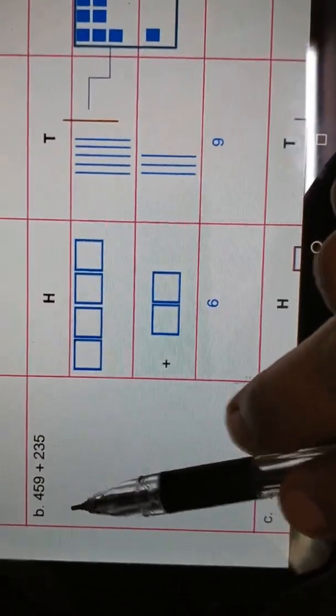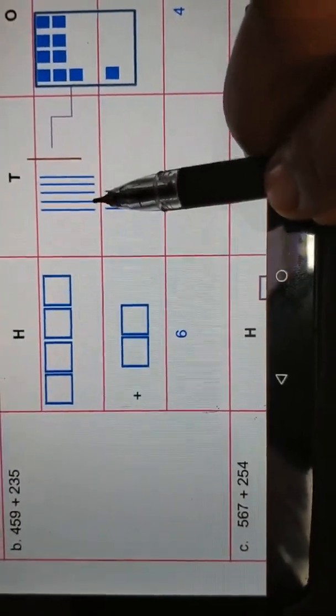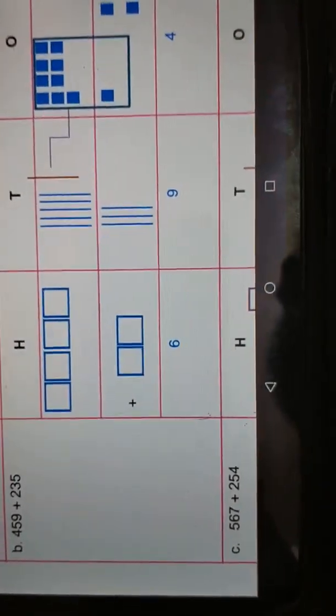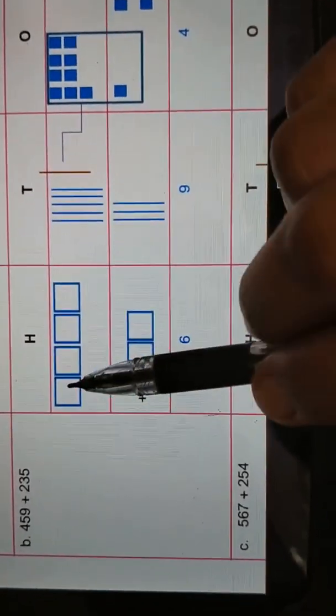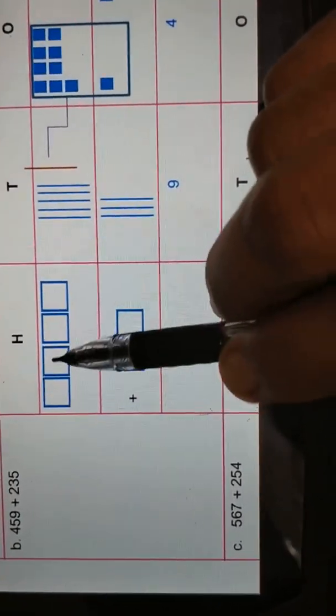5 standing lines in the tens place: 1, 2, 3, 4 and 5. 4 squares in the 100 place: we have to draw the 4 squares. 1, 2, 3 and 4.